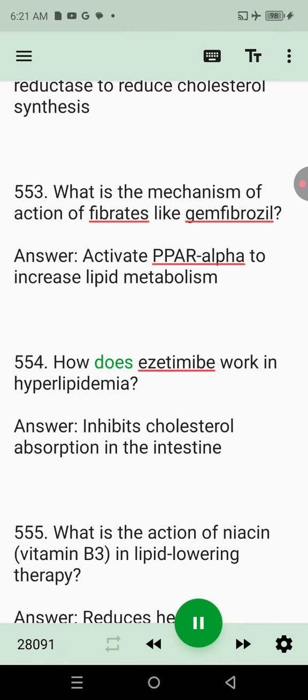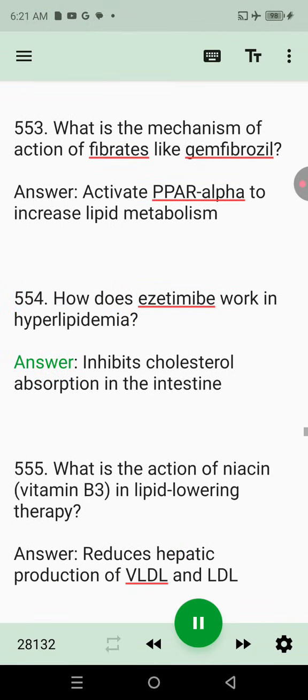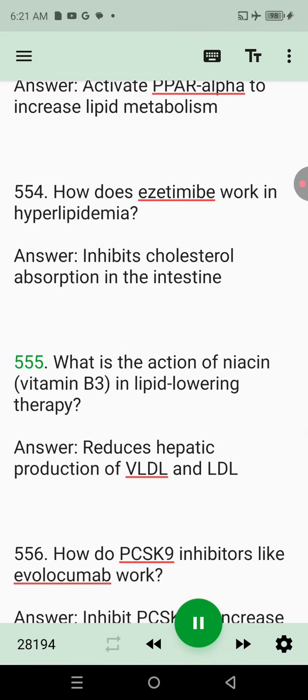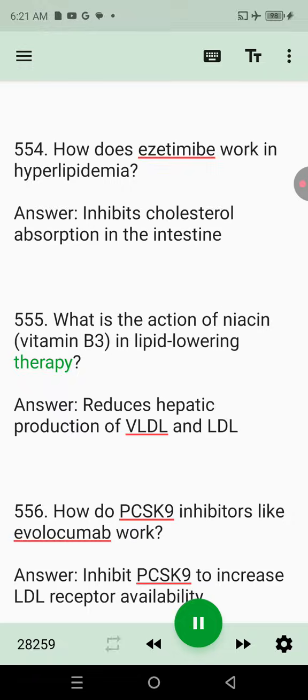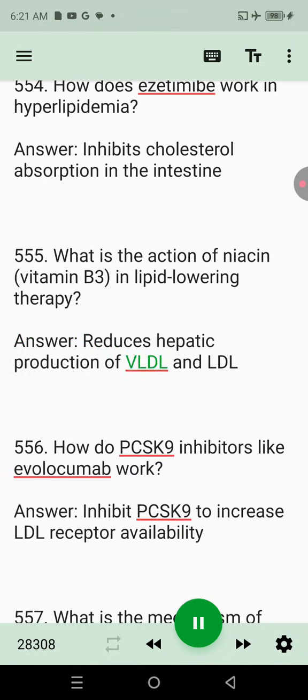554. How does ezetimibe work in hyperlipidemia? Answer. Inhibits cholesterol absorption in the intestine. 555. What is the action of niacin, vitamin B3, in lipid-lowering therapy? Answer. Reduces hepatic production of VLDL and LDL.